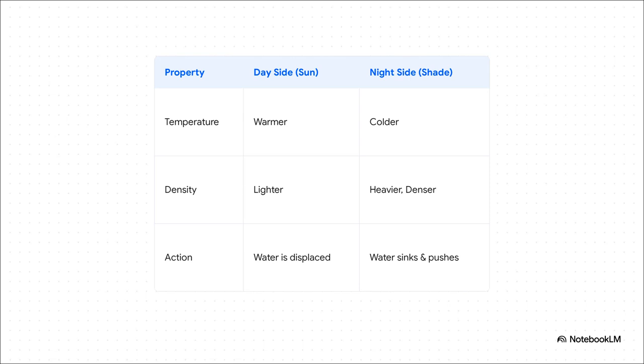Think about it. On the side of the Earth facing the sun, the ocean gets warmer and that water becomes a little bit lighter. On the night side, it's the opposite. The water cools down, gets denser, heavier. And so that cold, dense water sinks. And as it sinks, it physically pushes the warmer water on the other side of the planet, creating this huge daily shift of water across the entire globe.